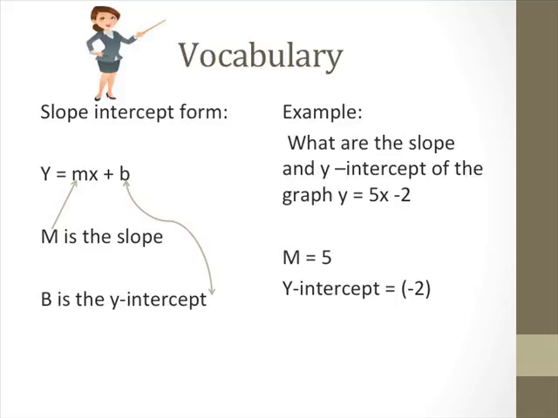Here's an example to the right. What are the slope and y-intercept of this graph? y equals 5x minus 2. Compare it to the y equals mx plus b form on the left. m equals 5 and the y-intercept equals negative 2.